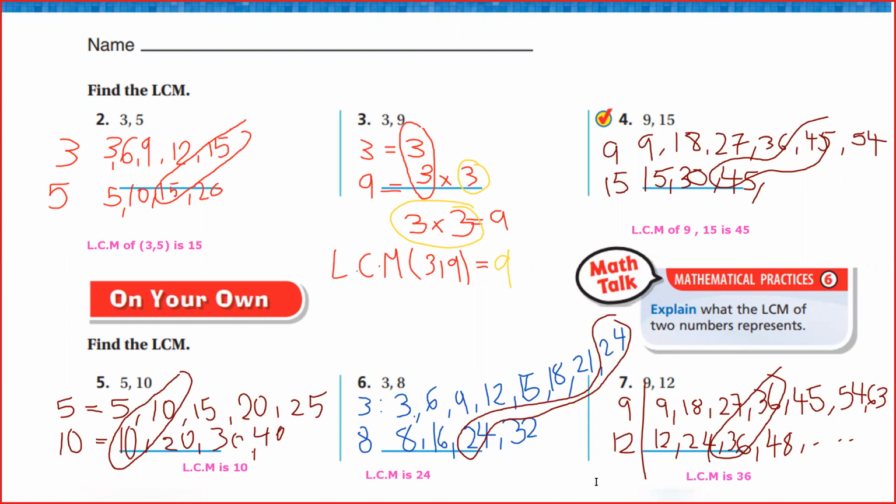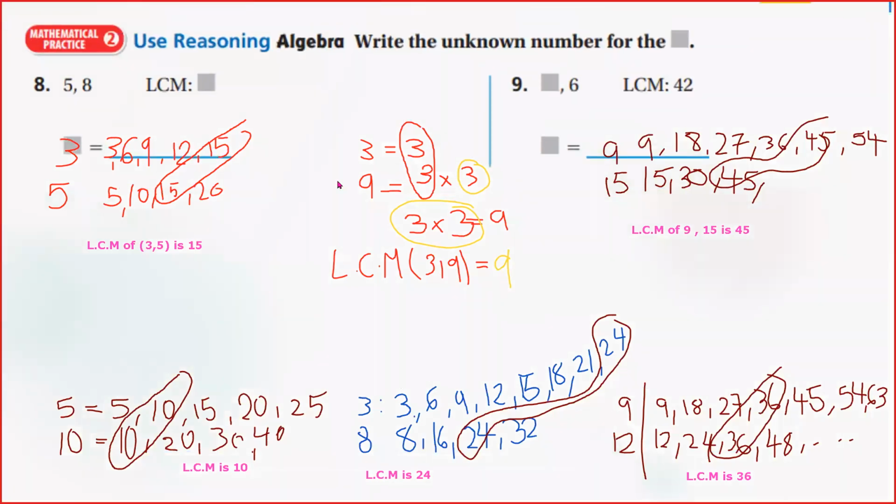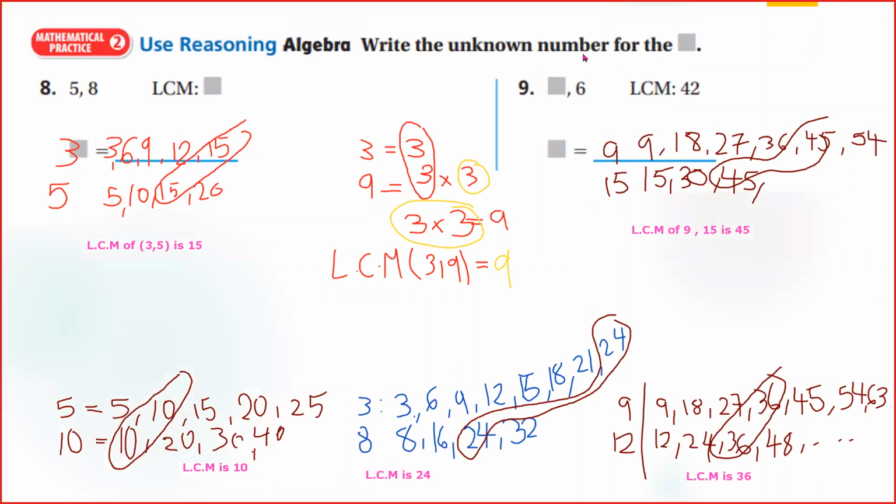Just a minute. Now for this one here, did you finish writing? Now here. Yes, Yajana. Here, 5 and 8. What is the least common multiple?